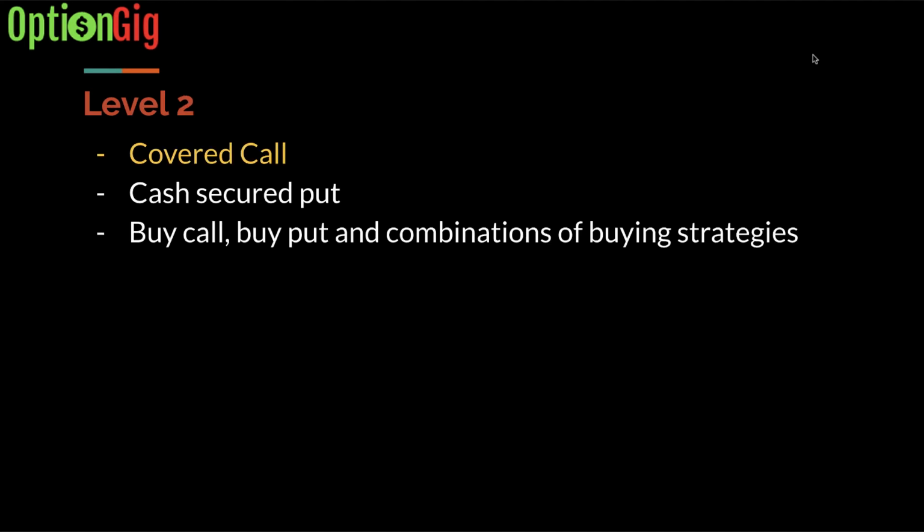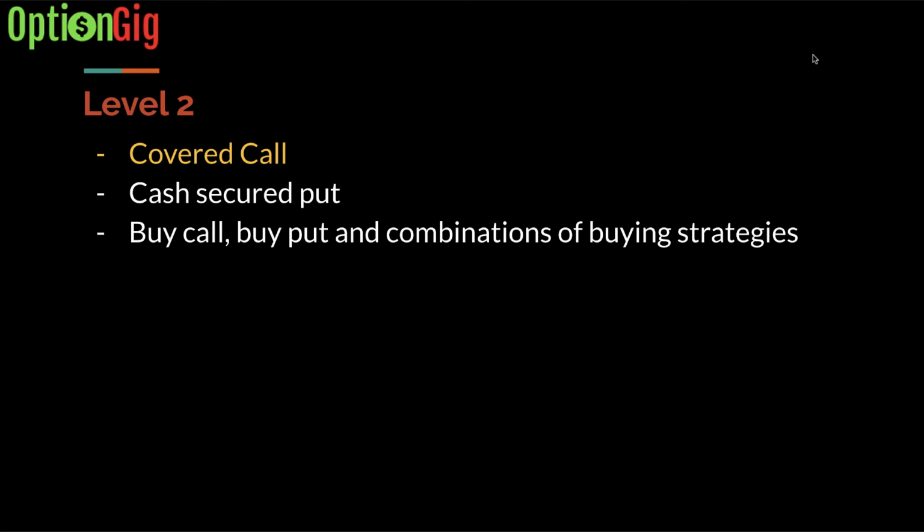So level 2 is nothing but level 1, that is covered call plus cash secured put, and they also allow you to buy call options, buy put options, or any combination of buying strategies. Now they will allow you to do a cash secured put, because cash secured put means you need to have capital in your account against which you can sell a put, and that capital gets blocked for it, and that is why some brokers only allow it in level 2.